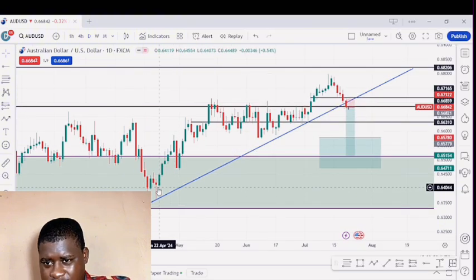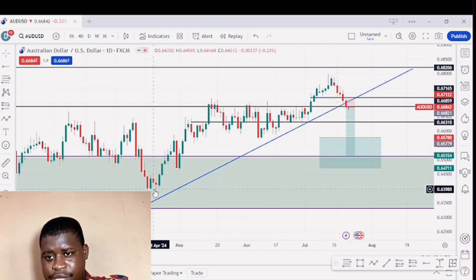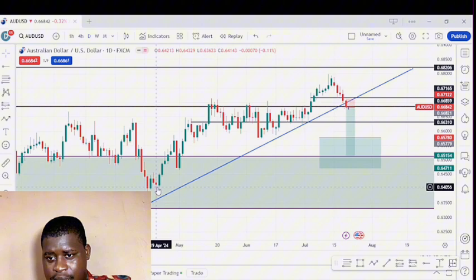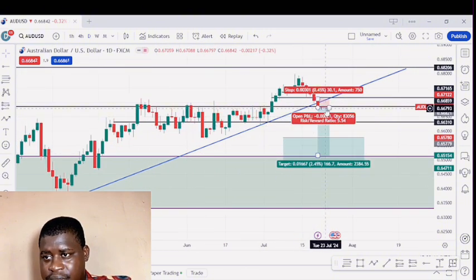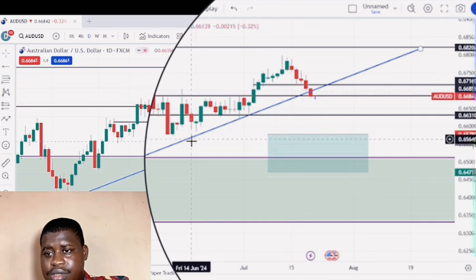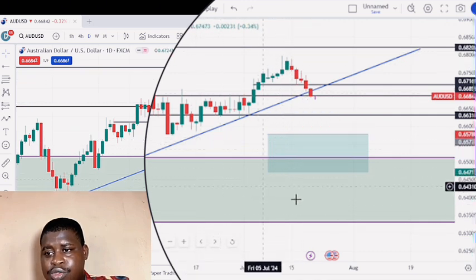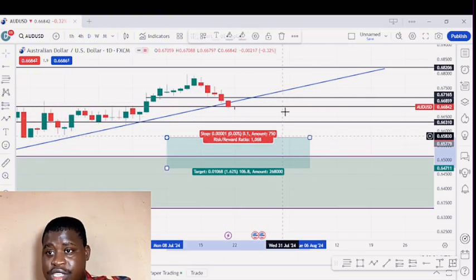Because for this market to get here, from year to year, it took like 3 months. April, May, June, July, yes. 3 months to get here and do this. So it might take 3 months. So I'll be moving my stop here and allow the market to do whatever it wants to do. So that's how I'll manage the trade. I just explained how I'll manage the trade.